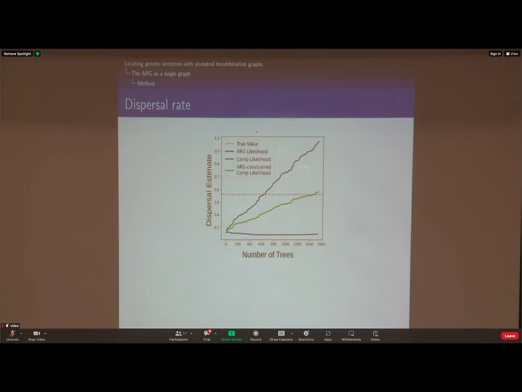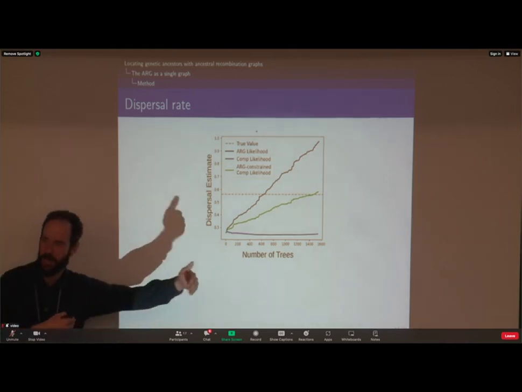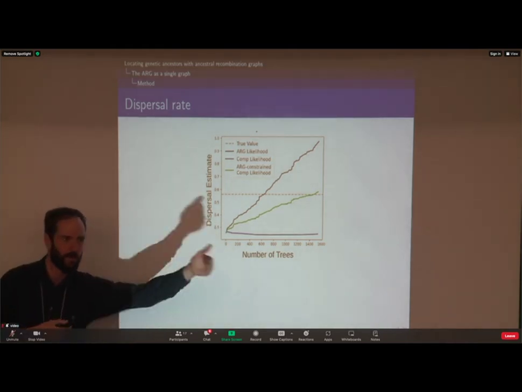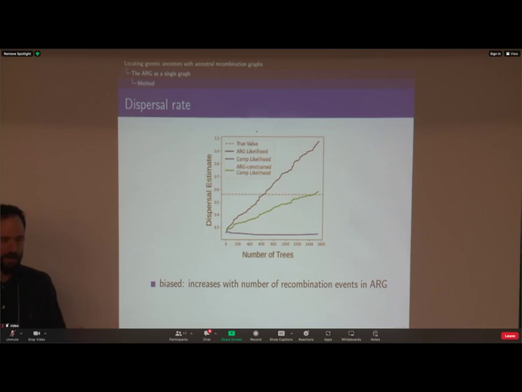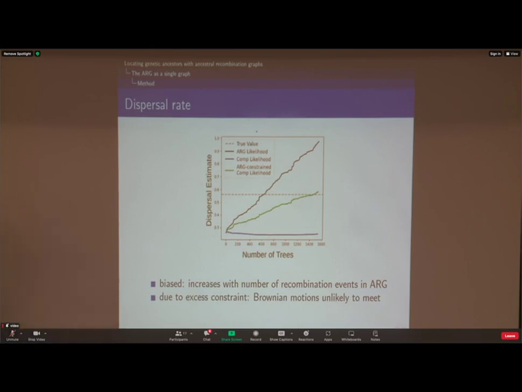And we see this terrible behavior where the dispersal rate increases as you increase the amount of genome, the number of trees, that you're using to infer dispersal rate, which we were horrified by. So this is a very bad behavior. It's not a good estimator of dispersal rate, but we're happy that we figured out why. It's due to excess constraint imposed by our model.